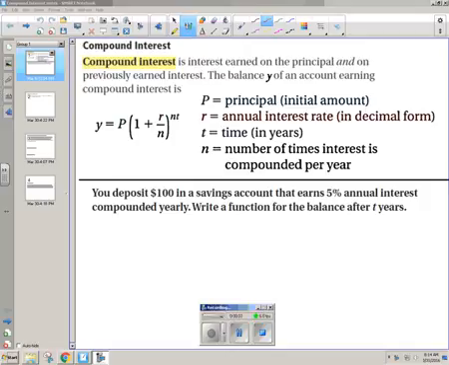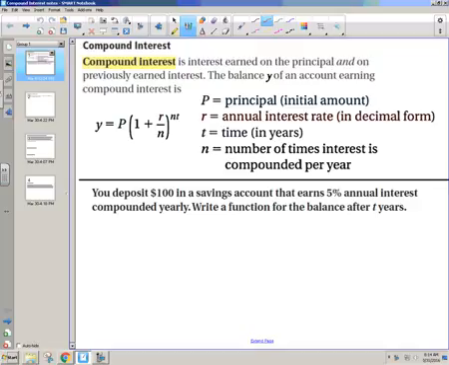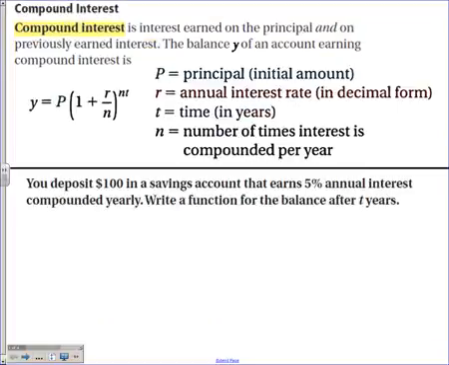In this video, we're discussing compound interest and the compound interest equation. This is a special type of exponential function. So we've learned about exponential functions. These are functions that have a starting value and a multiplier. They're nonlinear functions.